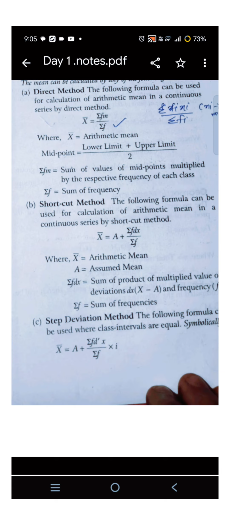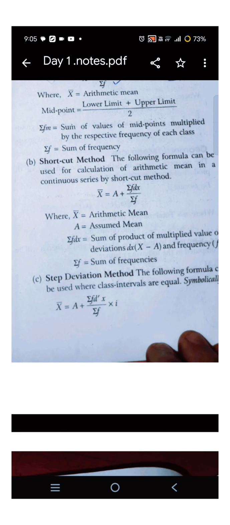We got the midpoint. Then sigma f into m, where m is the mid value: the sum of the values of the midpoints multiplied by the respective frequencies of each class, then divided by the total frequency, the sum of the frequencies. Then the shortcut method is also here, and also the step deviation. I just want you to memorize these formulas for the application-level questions.